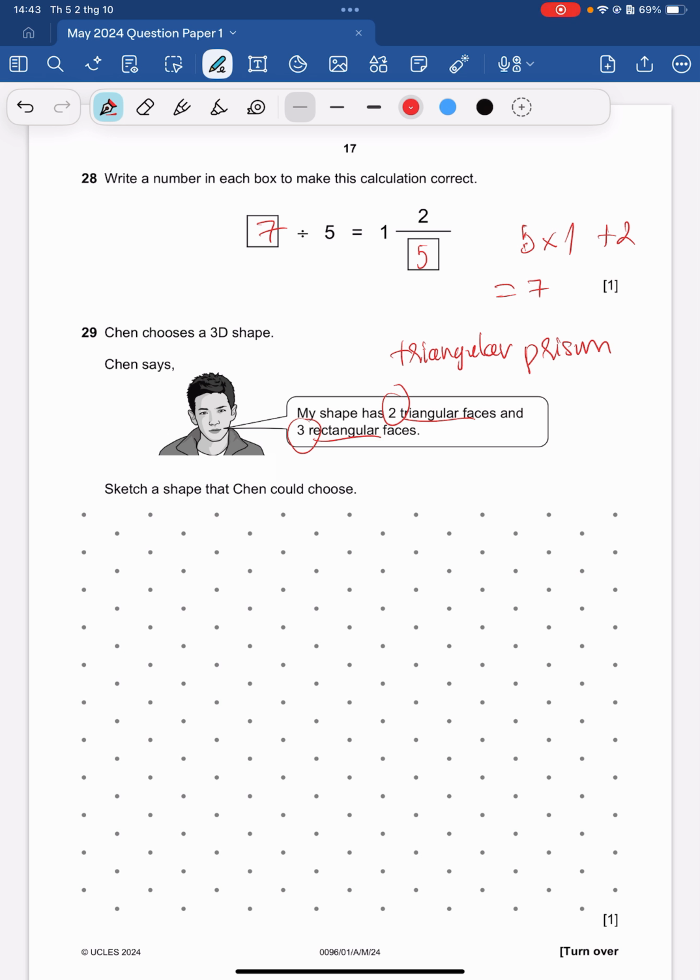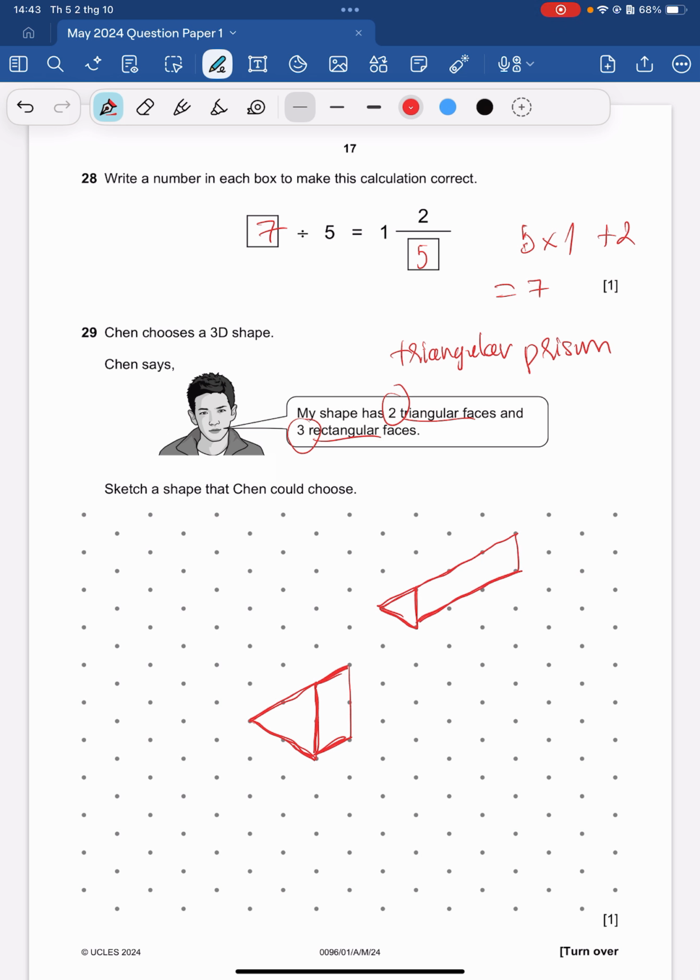Okay, let's draw the triangle first, right? Triangle, and connect the triangle. Okay, and then we have, okay. Finish. So that's a triangular prism. Or you can draw only one triangle, like that, and then draw that longer. It's 2, 3, or 4, up to you.